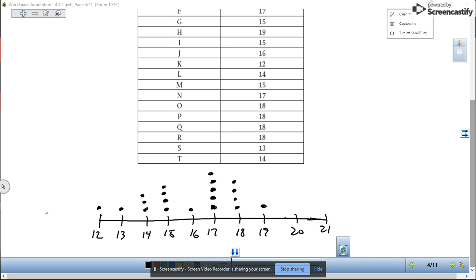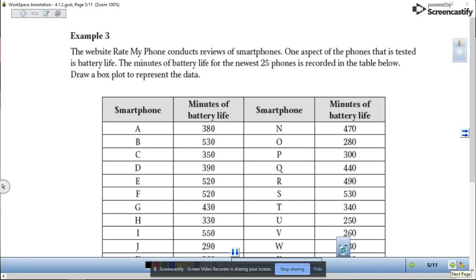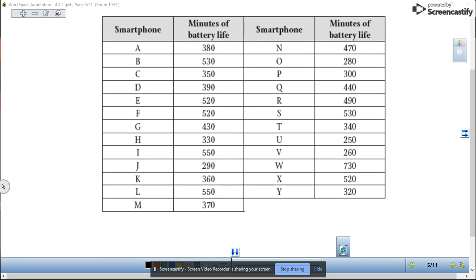So what we're going to do now is move on to the last one. All right, got a lot of stuff going on. The website Rate My Phone conducts reviews of smartphones. One aspect of the phones that it tested is battery life. The minutes of battery life for the newest 25 phones is recorded in the table below. Draw a box plot to represent the data. The first thing we're going to have to do in order to do that is figure out what our median, Q1, and Q3 are.